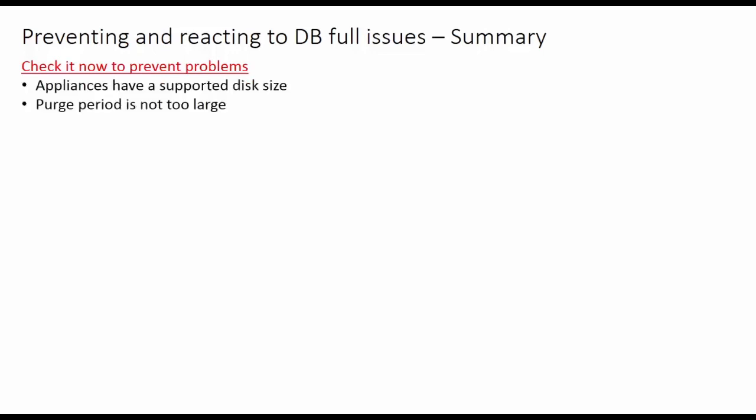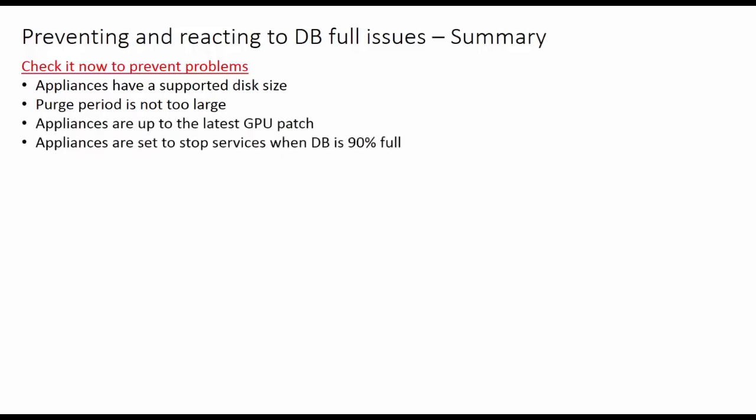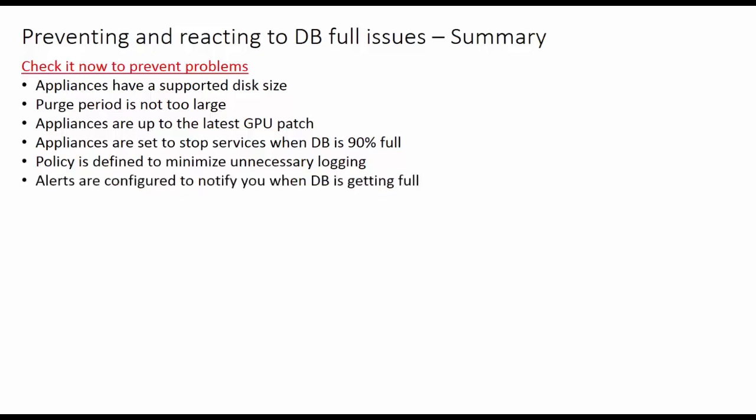So we've been through a lot in this video. I'm just going to do a quick summary so we remember all the points we've been through. Firstly, what you can check right now to prevent problems in the future. Appliances have to have a supported disk size. Make sure your purge period isn't too big. Make sure your appliances are on the latest GPU. Make sure your appliances are set to stop the services when the database is 90% full. Make sure you've investigated your policy and it's defined in a way that's going to minimize unnecessary logging. And last but possibly most importantly, make sure you've configured an alert to notify you when the database is getting full.